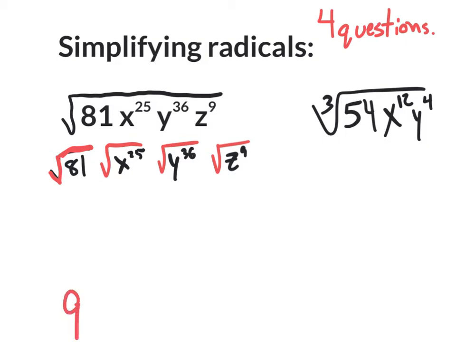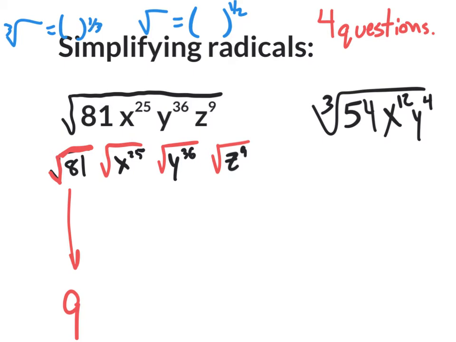I'm going to write a big 9 down here. That's going to be a part of my final answer, right? So there we go. We got 9 right there. The square root of 81 is 9. Now, x, the square root of x to the 25th power. See, this is one fact that we need to remember, that a square root is really the power of 1/2. Same thing with cube roots, right? A cube root is really the power of 1/3.